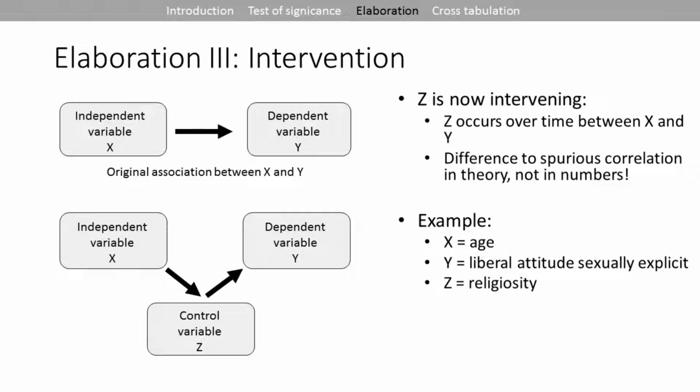And the young people who are not that religious probably have a more liberal attitude towards sexuality. So there is a channeling effect, so to speak. The age will work through z. So it's probably easiest to understand like this.